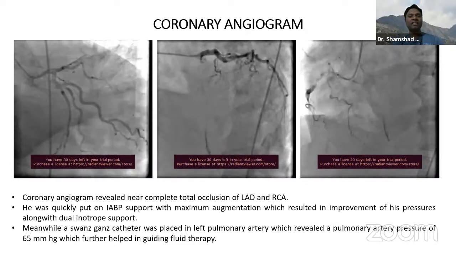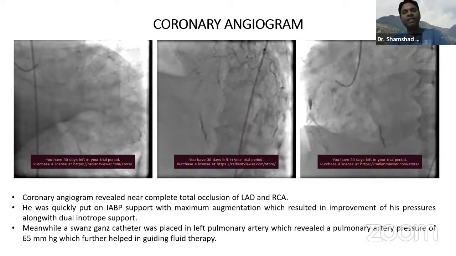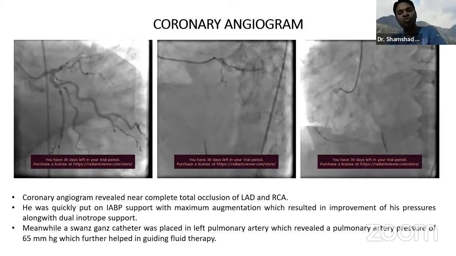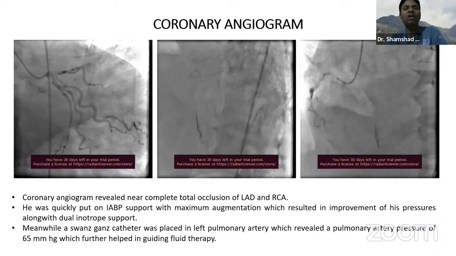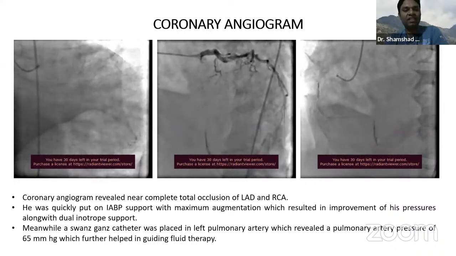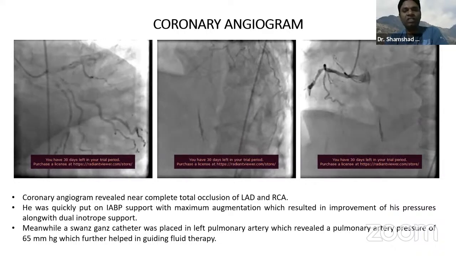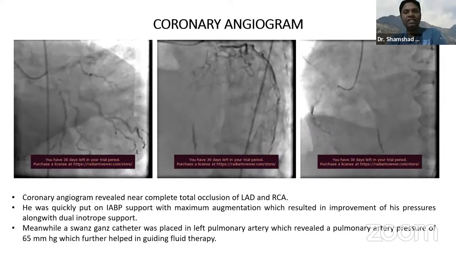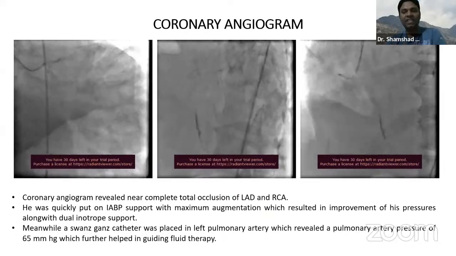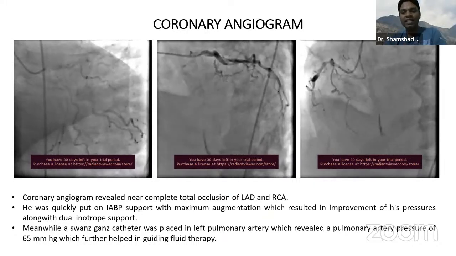Then a femoral access was taken, and a quick angiogram was done, which revealed subtotal occlusion of the right coronary artery as well as complete total occlusion of the LAD. His left circumflex was doing well, with non-significant lesions, and we can also clearly see that there was calcification in his septal area.